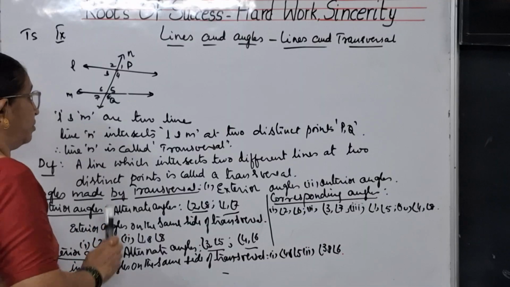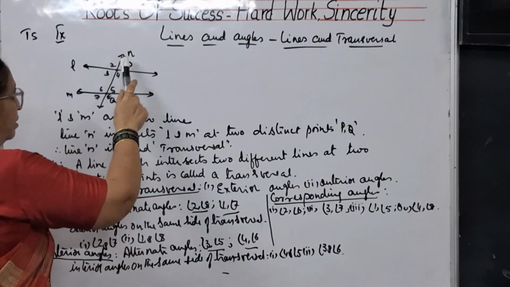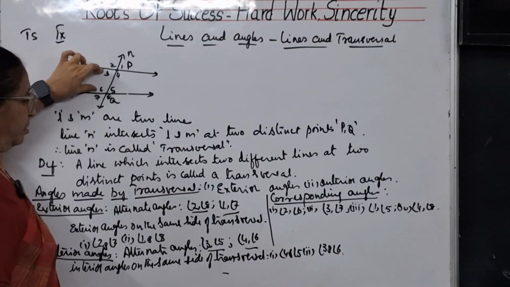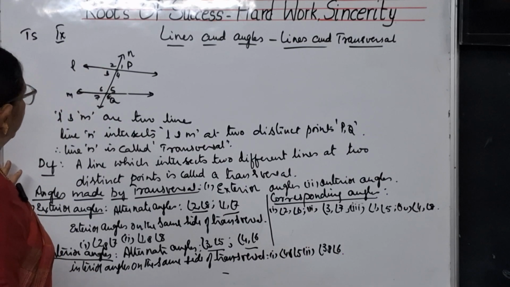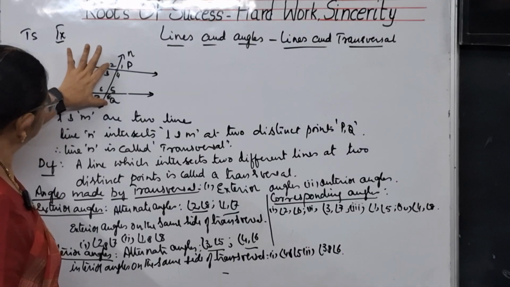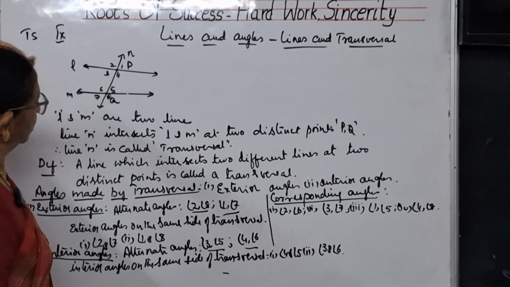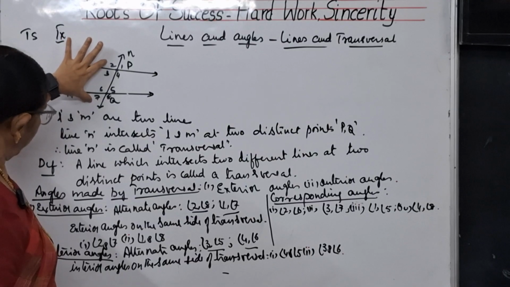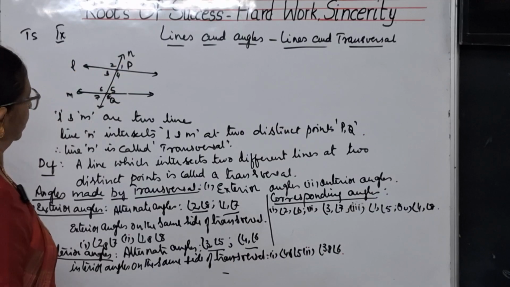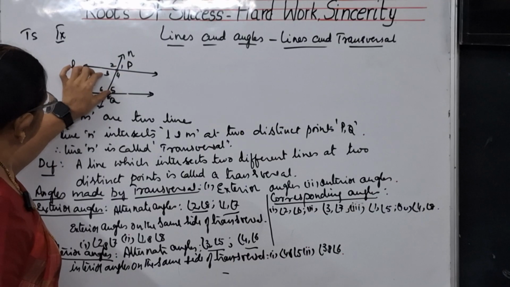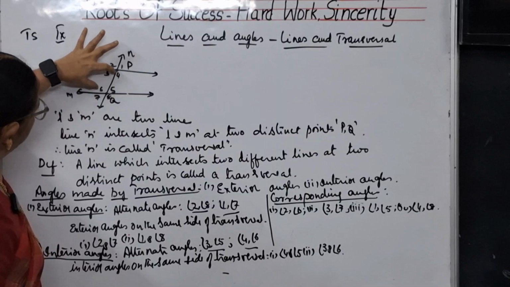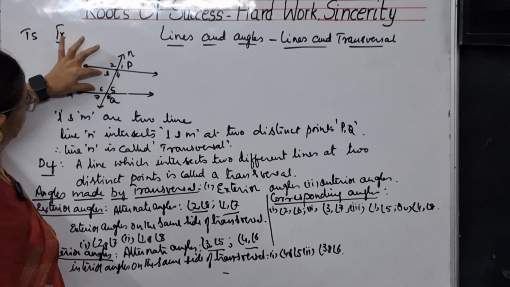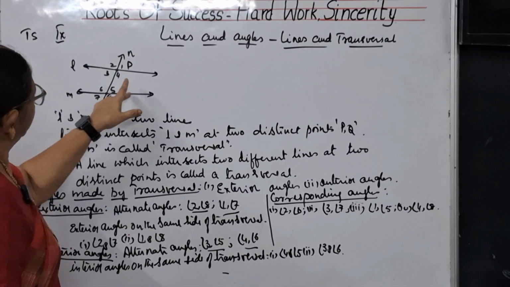They should be divided as exterior and interior angles. Exterior angles are on the outside, interior angles are inside. Among the exterior angles, you have exterior alternate angles, angle 2 and angle 8, angle 1 and angle 7, and exterior angles on the same side of transversal, angle 2 and angle 7, angle 1 and angle 8. Then interior alternate angles, angle 3 and angle 5, angle 4 and angle 6. And then interior angles on the same side of transversal, angle 3 and angle 6, and angle 4 and angle 5.